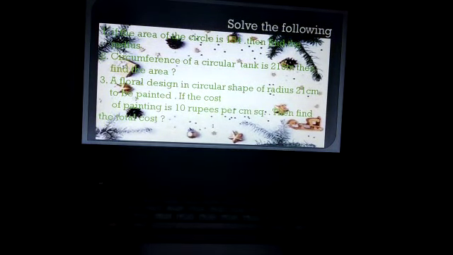Then next problem. You have to solve. Solve it as homework. Find the area of the circle. The circumference of a circular tank is 21 centimeter. Find its area. A floral design in circular shape of radius 21 centimeter is to be painted. If the cost of painting is 10 rupees per centimeter, find the total cost.